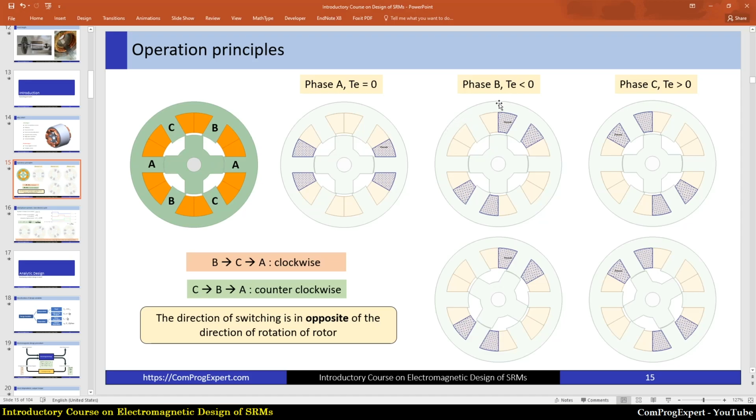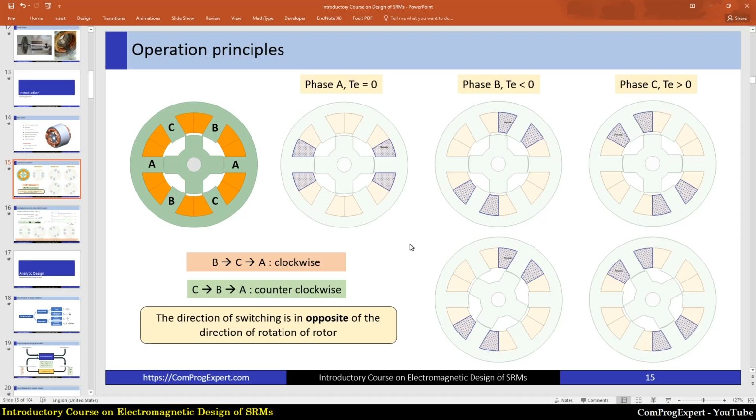But if we excite the phase B, as you can see here, the rotor will be rotated in clockwise direction, and we have this case. So the value of reluctance torque will be negative, if we consider the counterclockwise direction as the positive direction. And if we excite the phase C, we have this case, and the value of reluctance torque is positive.